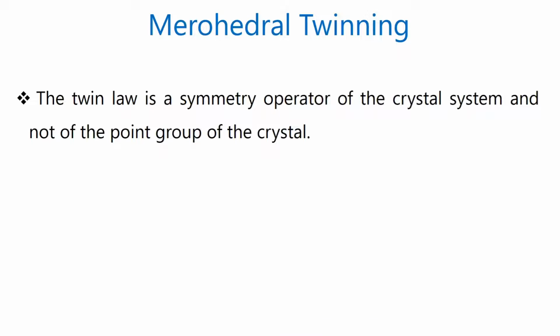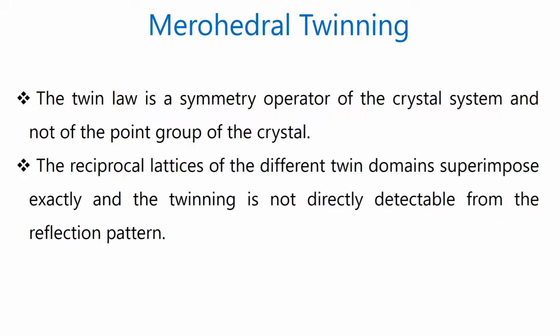First of all, what is merohedral twinning? In merohedral twinning, the twin law is a symmetry operator of the crystal system and not of the point group of the crystal. The reciprocal lattices of the different twin domains superimpose exactly and the twinning is not directly detectable from the reflection pattern. Then what are the types?